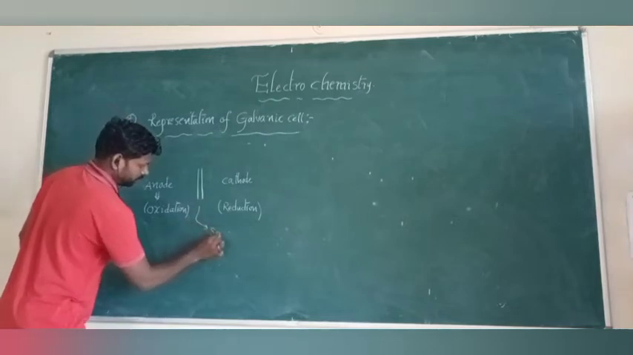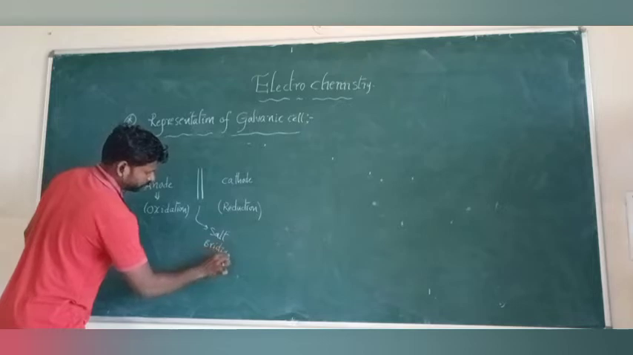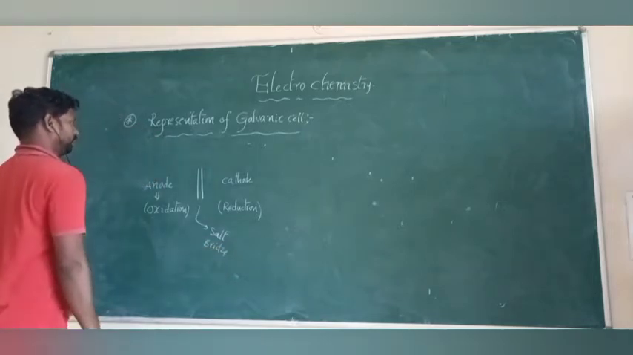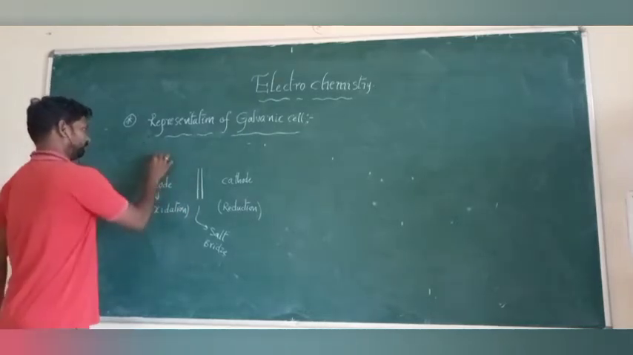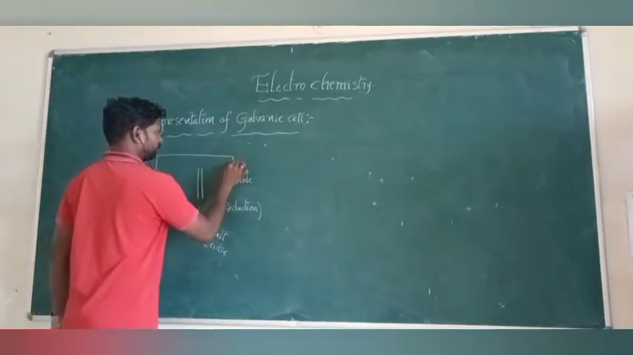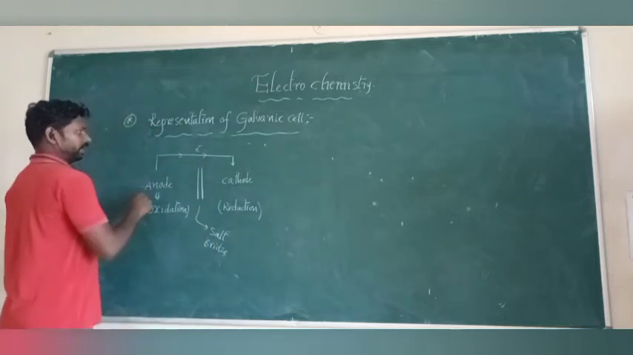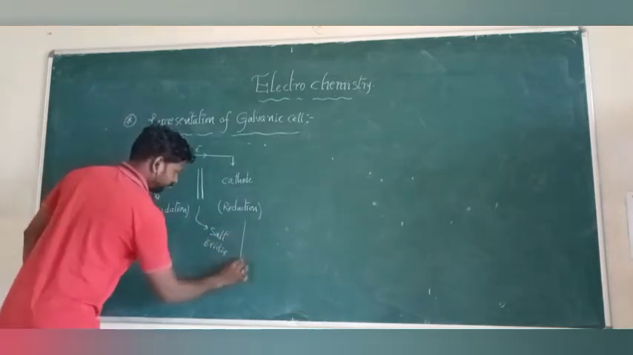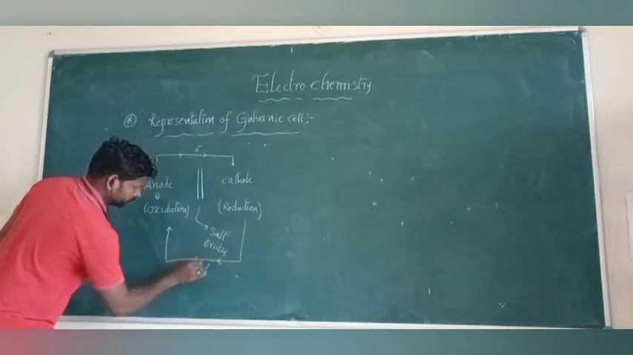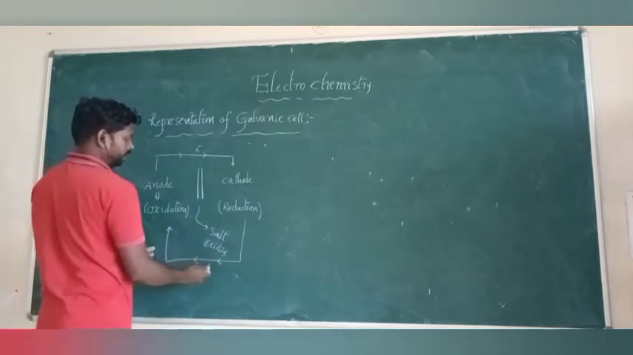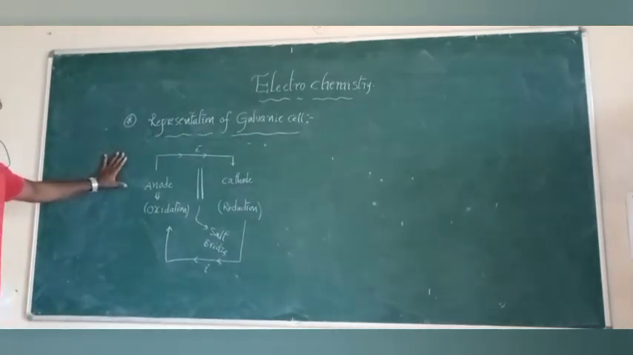This is the salt bridge. Here the direction of flow of electrons is from anode to cathode. Next, the direction of flow of current is from cathode to anode. So this is the representation of a galvanic cell.